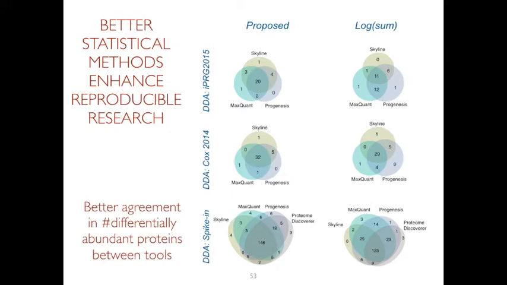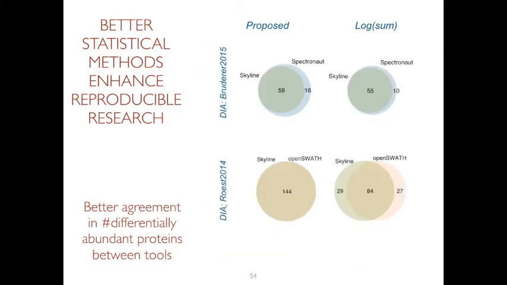The center of these Venn diagrams is the common conclusion made by all the data processing tools. With the right statistical analysis, you can actually maximize it quite a bit compared to just simpler methods. This is one of the reasons why we would like to advocate for these methods. And the same thing for DIA. These are the two DIA data sets.